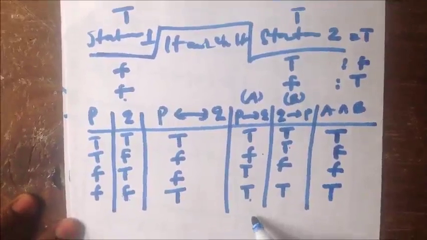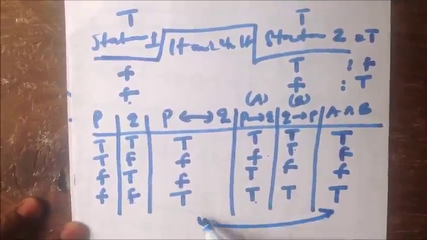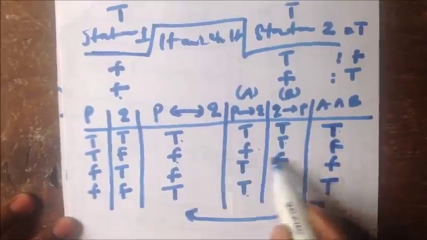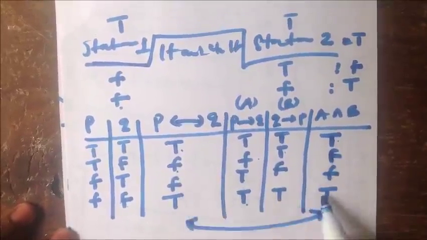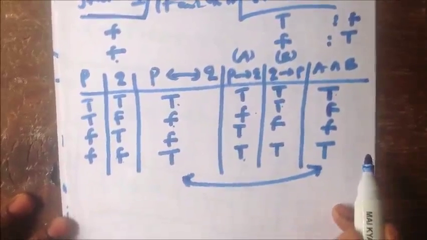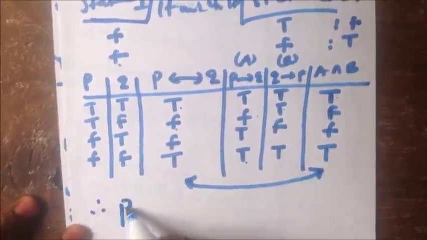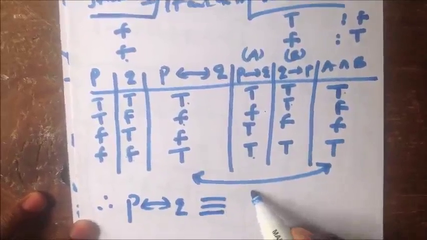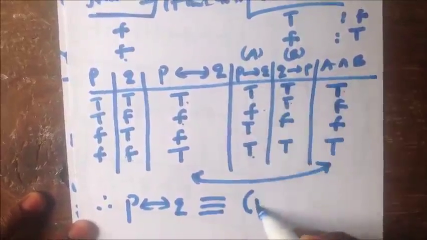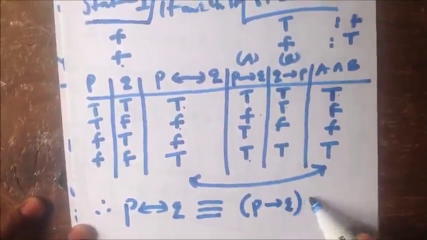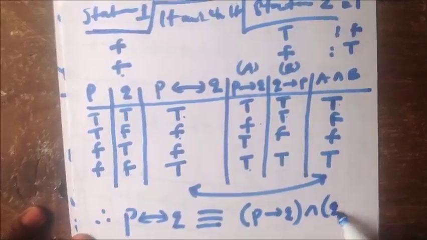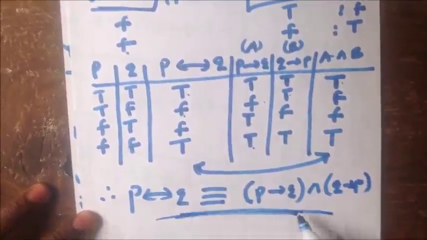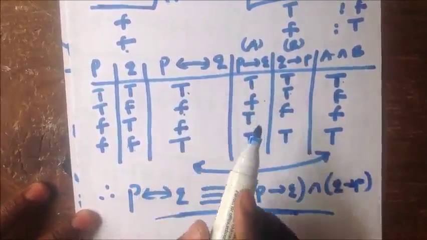Now, if you take this relation and this relation, you have true, false, false, true, and true, false, false, true. You see that we establish a relation. We can say, therefore, P if and only if Q is logically equivalent to what? Remember, our A is P implies Q, and our B is Q implies P. This is the relation that we establish using "if and only if" and other connectives.